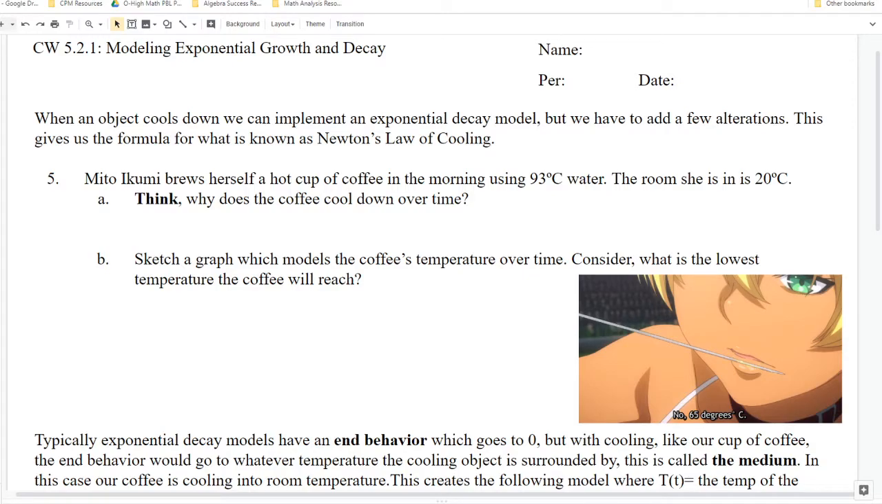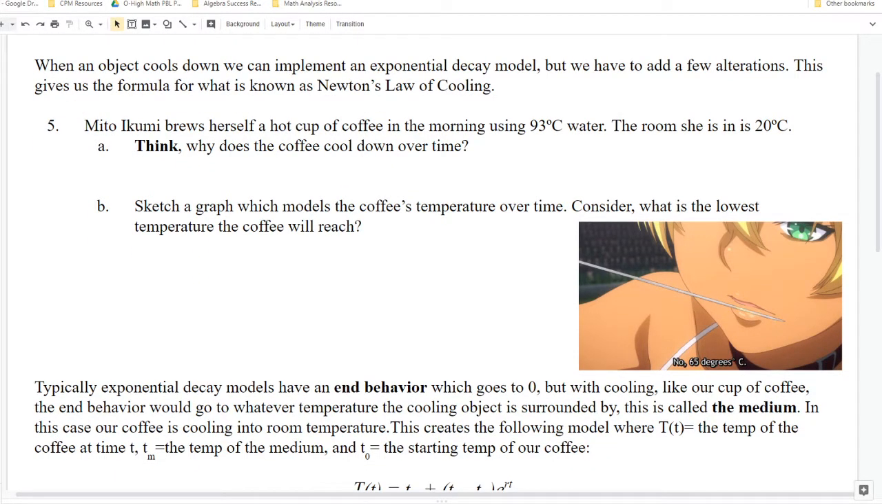What's going to happen is when you're talking about an object cooling, it doesn't necessarily go to zero, right? If you have something just sitting in a room, it cools to room temperature. Or if you put a hot object in water, it cools to whatever temperature the water is, right? So this changes things a little bit. It's going to make it so that the lowest our coffee can cool to is the room temperature it's within. Sorry, I'm getting ahead of myself. Let's talk about this a little bit.